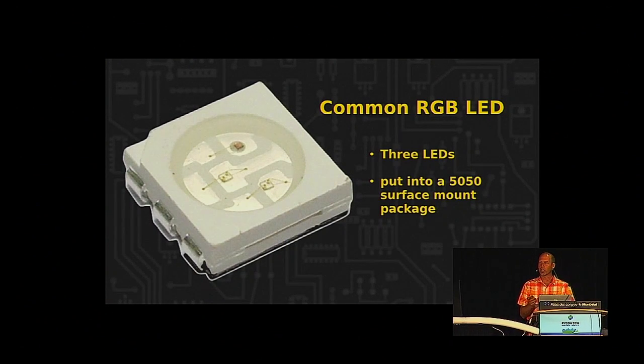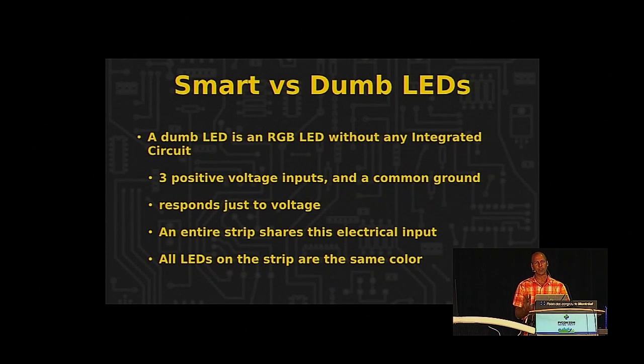When you start working with LEDs, one of the terms you come across really quickly is smart versus dumb LEDs. A dumb LED is simply one of these LED packages that has no logic circuitry involved. You just apply voltages and they emit light. If you have a strip of dumb LEDs, when you apply voltage and you make purple, all the LEDs are the same color at the same time.